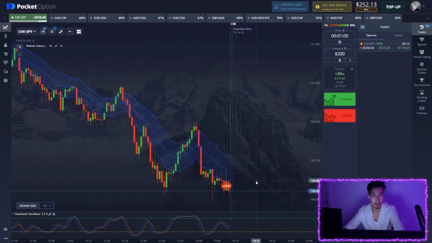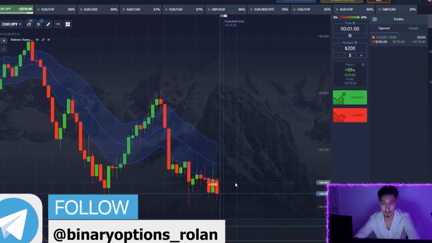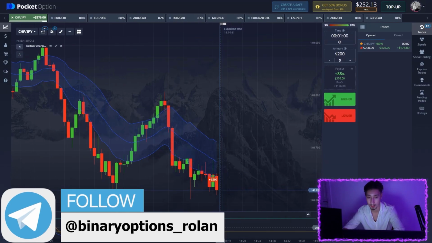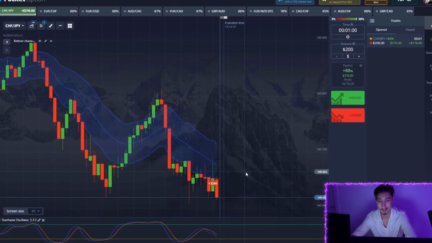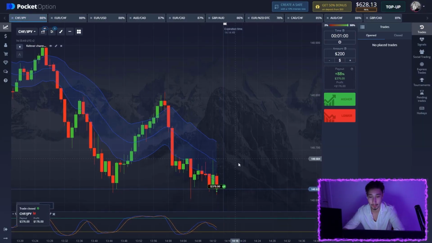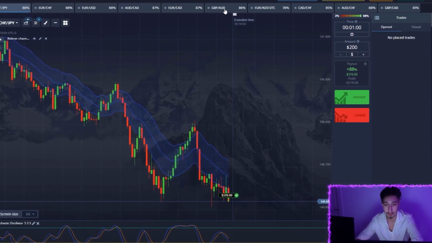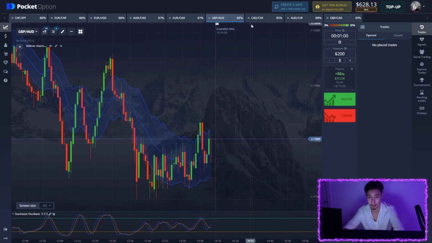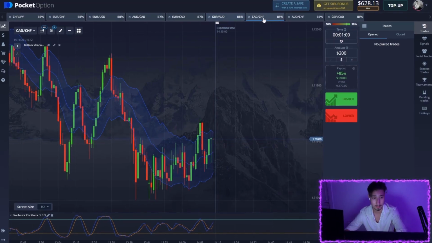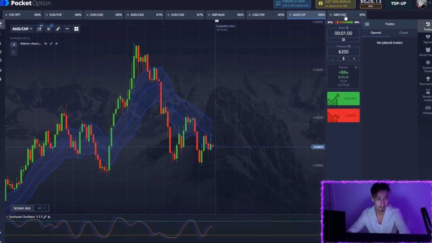And again we played out the standard situation. So the stochastic hasn't crossed the line 20 yet, and our position is in profit, of course. We have $628. Let's change the currency pair for the most profitable trade entry. So remove the OTC. Let's do that.